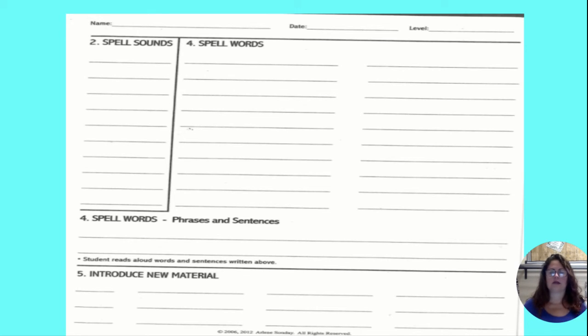The first sentence, which should be written right here in spelled words, phrases, and sentences: He was at the crash. He was at the crash. So repeat and tap, and then write. Next sentence: Who has a green dress? Repeat, tap, then write.